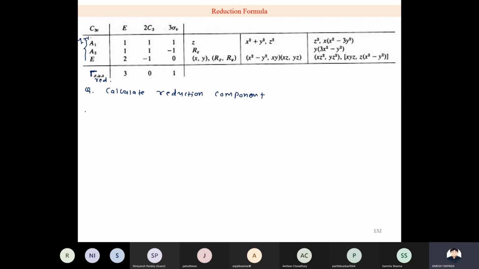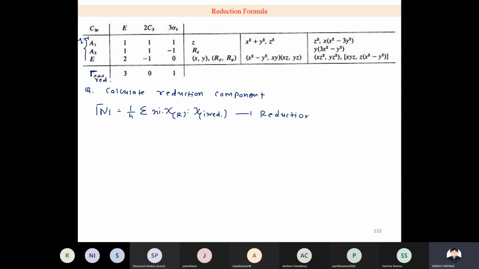Okay, so how to calculate reduction components? Such a question has been asked in the exam. So simply you can go for the reduction formula. The reducing component, that is the number of times the ith representation, Ni, is equal to 1 upon h into the summation of n, that is the coefficient, into the character of the reducible representation into the character of the irreducible representation. In this way you can calculate. This is called the reduction formula.